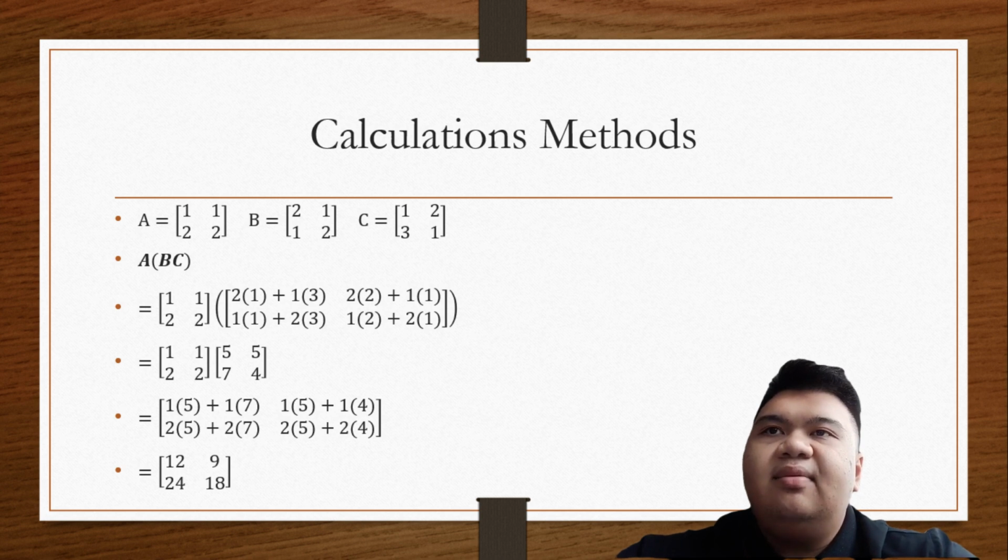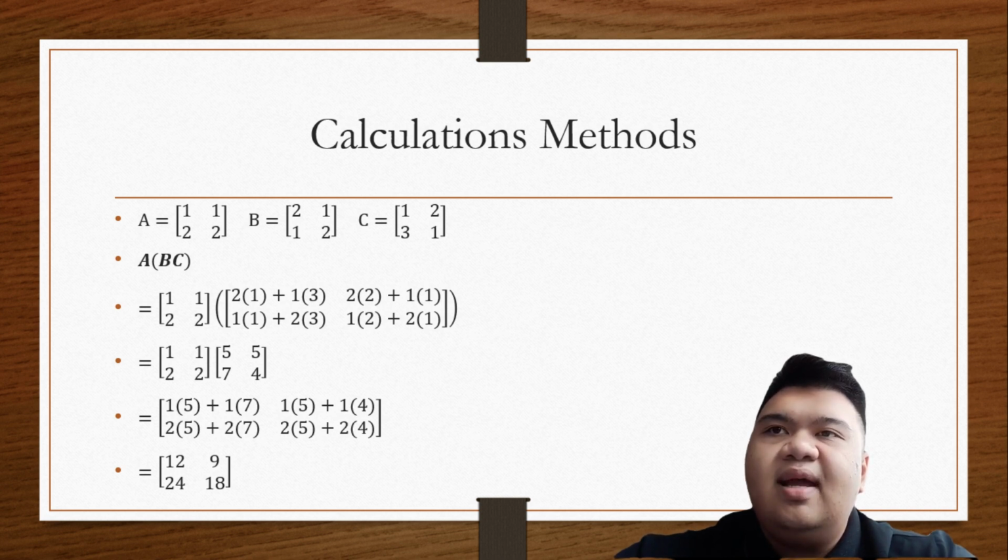Firstly, we must write 1 1 2 2. Open bracket, first row is 2 times 1 plus 1 times 3, and 2 times 2 plus 1 times 1. For the second row is 1 times 1 plus 2 times 3, then 1 times 2 plus 2 times 1, and then close the bracket. After doing this step, we must solve inside the bracket first to find the answer. The answer inside the bracket is 5 5 0 4.